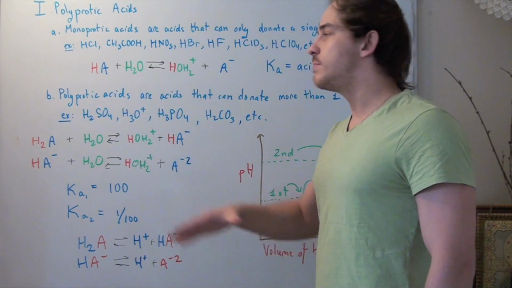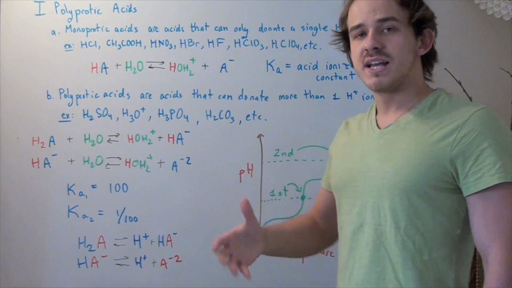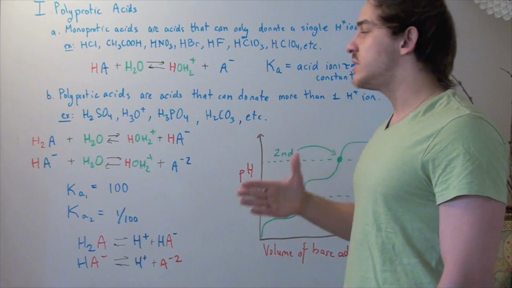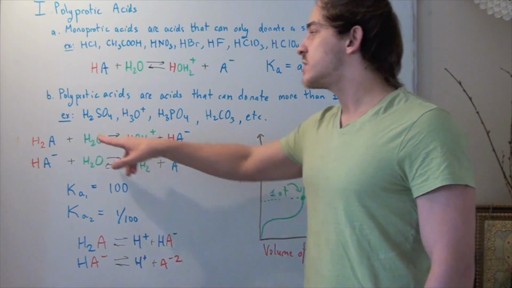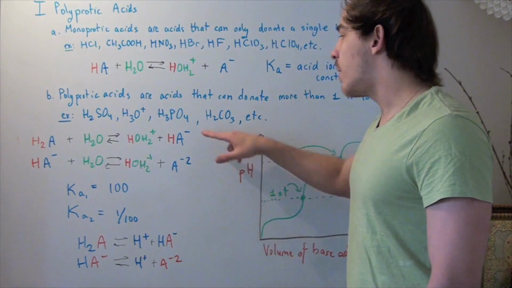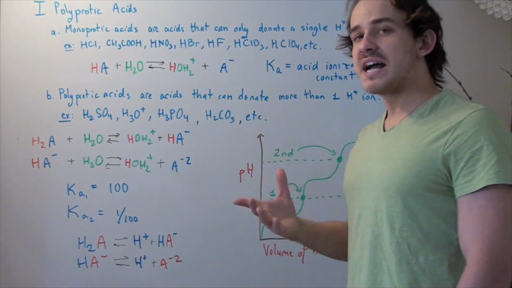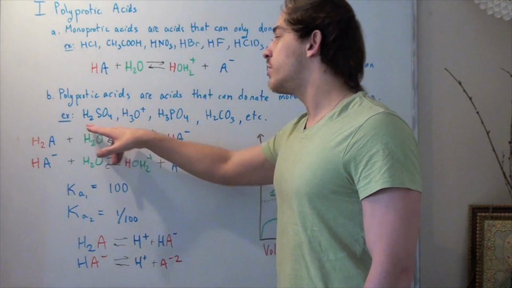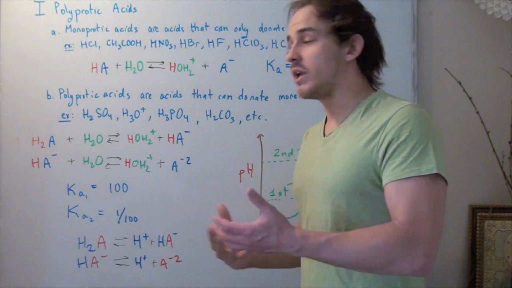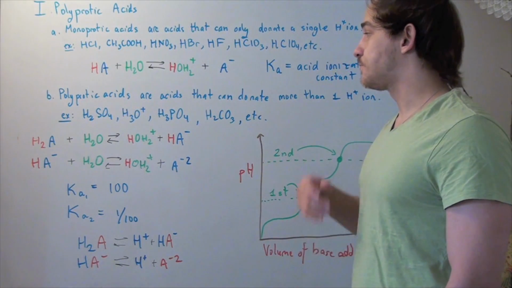Now, let's look at polyprotic acids. Polyprotic acids are those acids that can donate more than one H plus ion. So let's look at a few examples. Sulfuric acid, hydronium ion, phosphoric acid, and carbonic acid are all examples of polyprotic acids. And that's because they all have 2 or more H plus ions that they can donate. This guy has 3 H plus ions that he can donate.